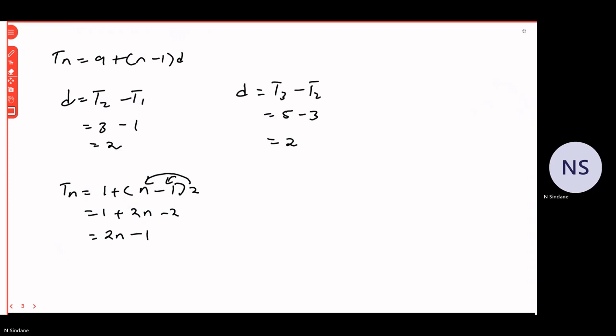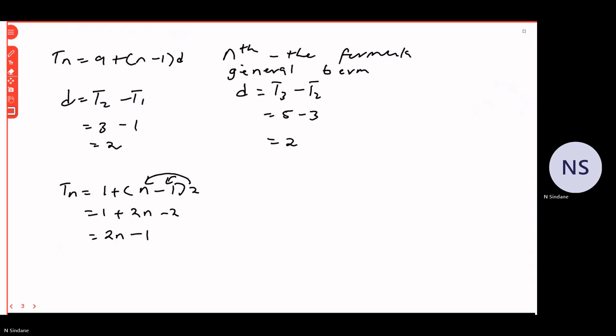If they say calculate the nth term, they mean calculate the formula, right? Or sometimes they'll just say the general term. This is a way in which they can try and trick you. General term, or the nth term, they are simply talking about the formula, right?